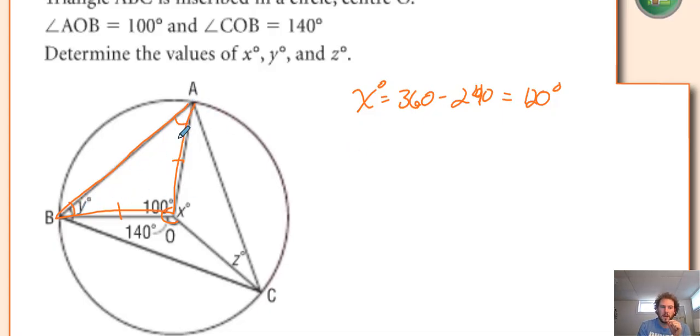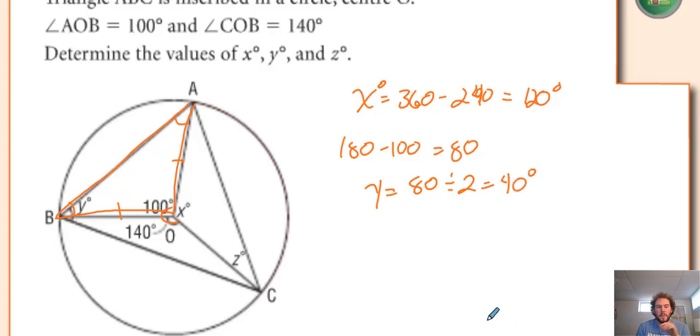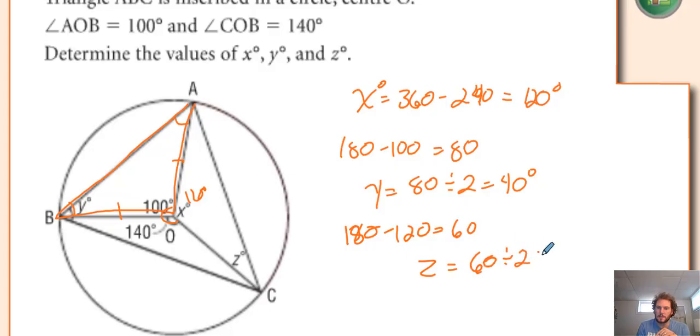Now, knowing that these two angles are the same, what I can do is figure out what these two angles are going to be by subtracting 180 minus 100, and I get 80. And then y is going to be half of that, or 40 degrees. And then I can do the same thing to find z. Again, this one here, we already found it to be 120. So I can take 180 minus 120 to find 60. And what we'll find is that z is going to be half of that, or 30 degrees.